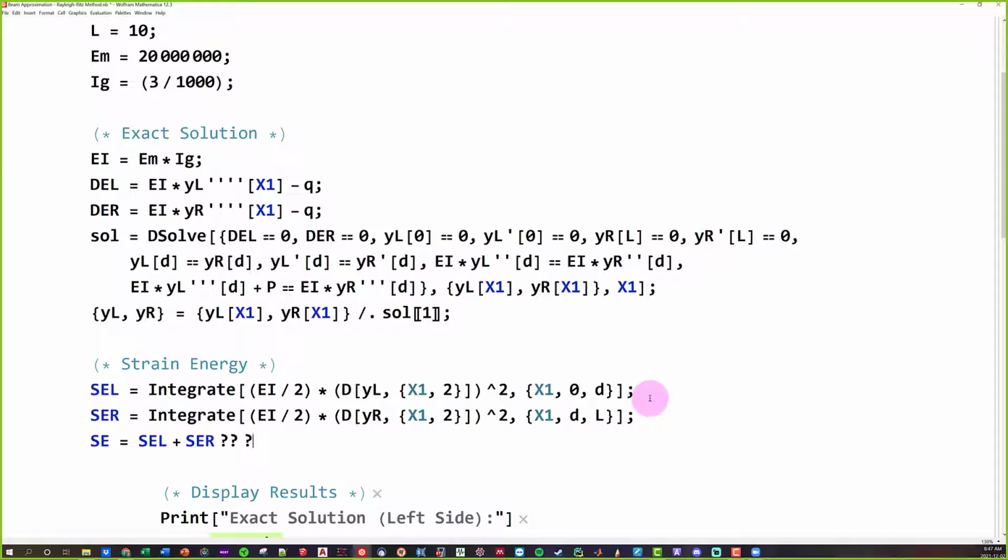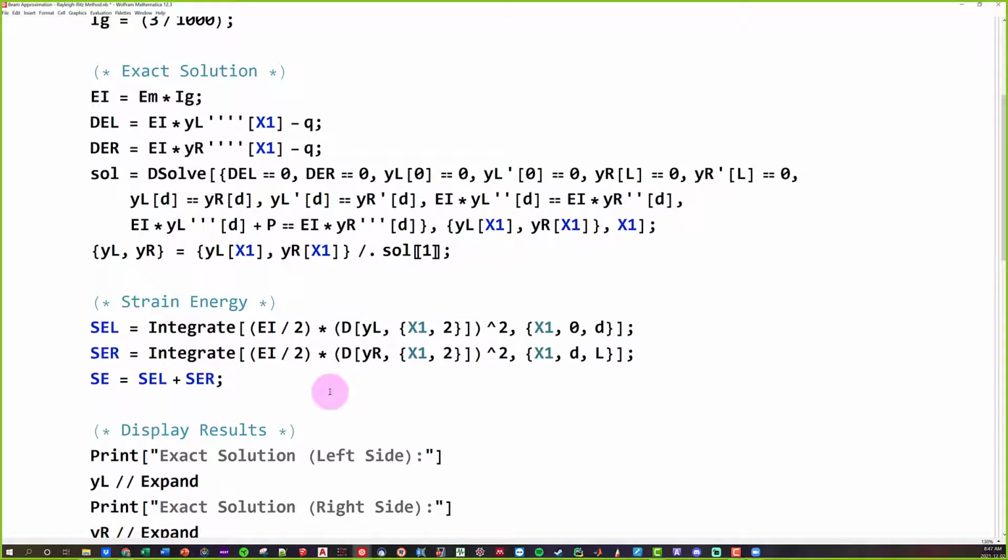Sorry for the delay. I got a private message. Is there a way to combine the left and the right displacement function into a piecewise function? You could, but I personally find this to be the simpler way. Otherwise, it gets a little bit gross. So I'm just going to leave that there.